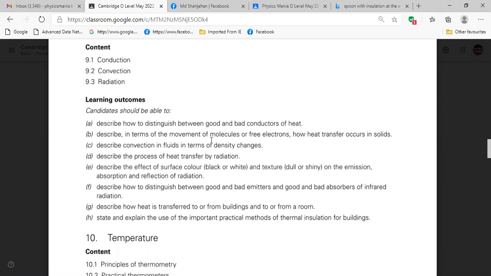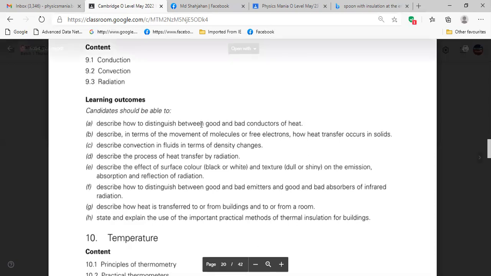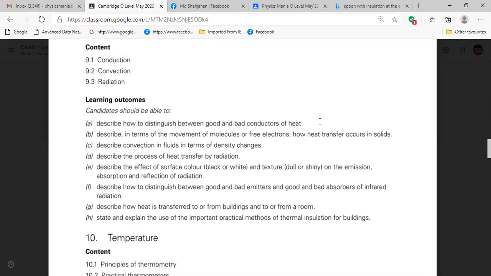We have some containers made from steel also. Mostly we are using aluminum, right? Isn't it? Yes, sir. So you understood. I think you all understood the difference between good and bad conductors of heat, and you also understood why they are called good conductors and bad conductors of heat, right?